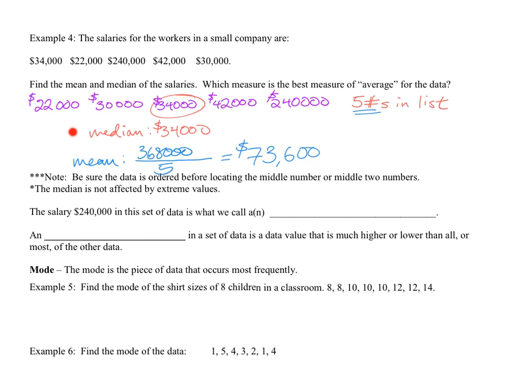You see there are 4 salaries here, $22,000, $30,000, $34,000, $42,000. They're all less than $50,000, and you've got one hot shot over here making $240,000 a year. That's just one person, though. That may be the owner who puts in all the work and takes all the profit. And so you can see which measure is the best measure of average for the data.